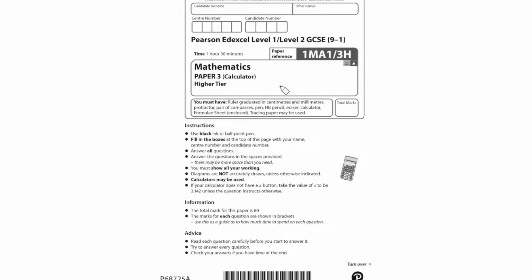So make sure you have got your scientific calculator with you, not just your phone calculator. Make sure you're using the calculator you will actually have in the actual exam, right?